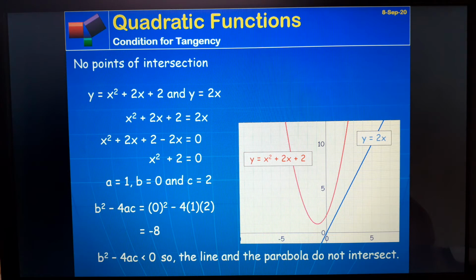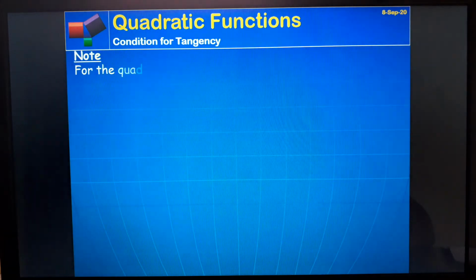And then when we use that, we can identify if the discriminant is greater than 0, it means that the line meets the quadratic, the parabola, twice. If the discriminant is equal to 0, then they meet once and it is a tangent. And if it's less than 0, the line doesn't even meet the parabola.